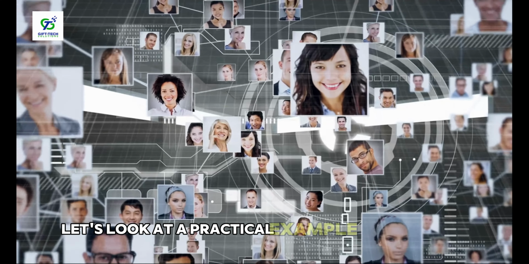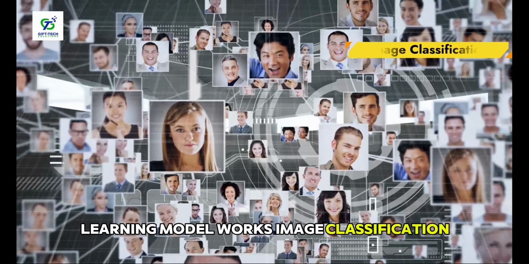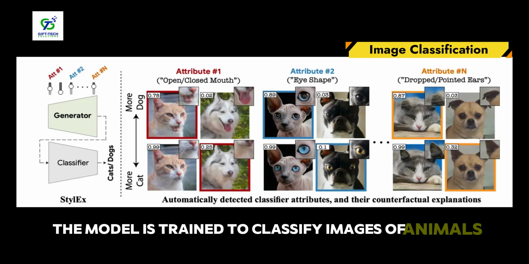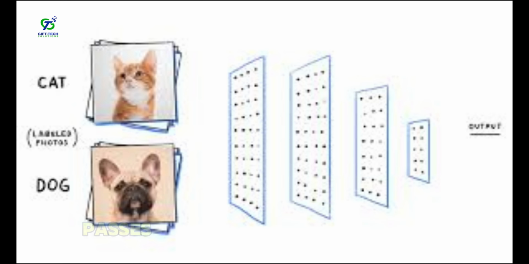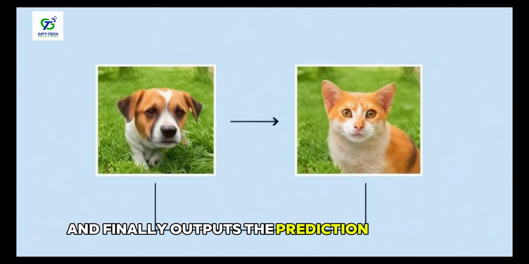Let's look at a practical example of how a deep learning model works: image classification. In this example, the model is trained to classify images of animals, specifically whether the image is a cat or a dog. The model takes the image as input, passes it through multiple hidden layers, and finally outputs the prediction: cat or dog.